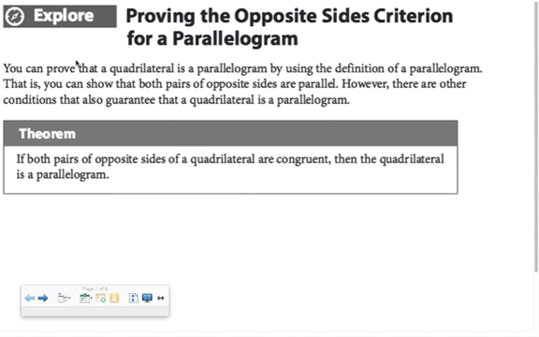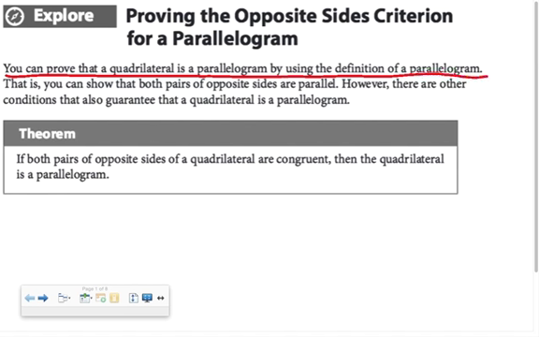In this lesson, we're going in the opposite direction as the last lesson. In the last lesson, we knew that we had a parallelogram, and then we knew that the figure had properties. In this lesson, we're talking about what properties a quadrilateral can have that would then guarantee that the quadrilateral is a parallelogram.